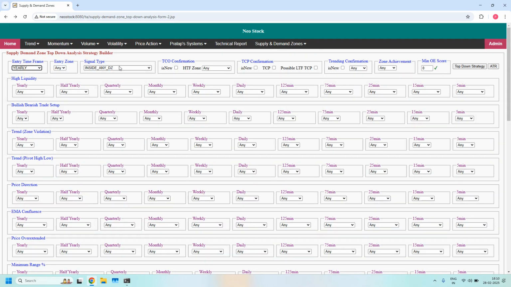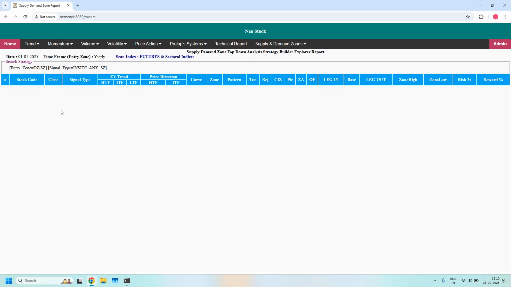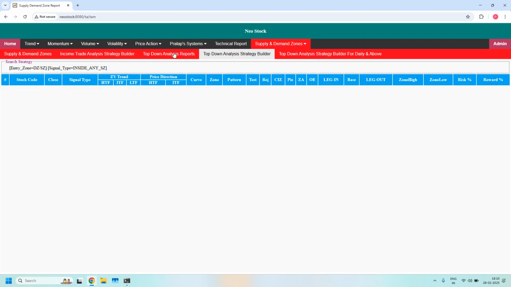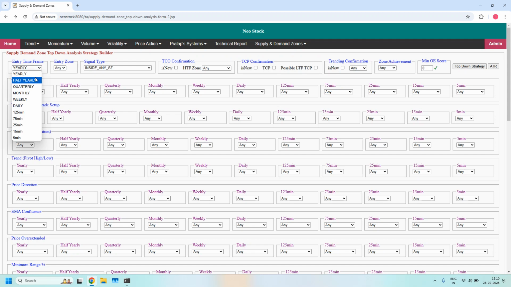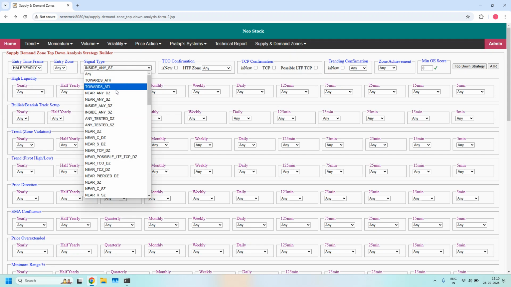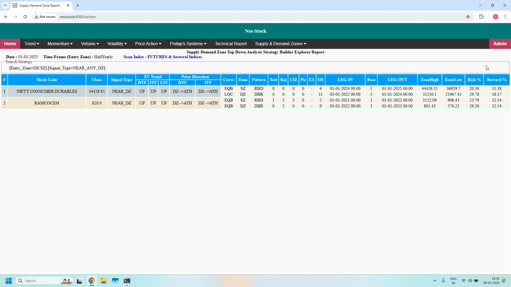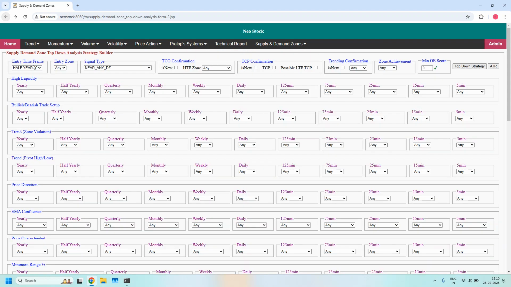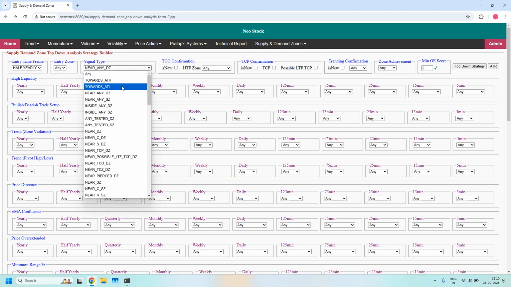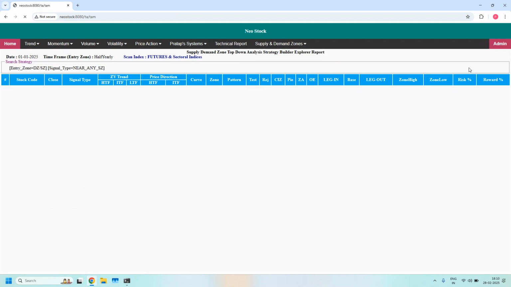For a yearly time frame, price closed inside the yearly supply zone. We don't have any stocks. Next time frame is half yearly. Stocks near half yearly demand zone. We got 2 stocks. Next half yearly time frame, stocks near half yearly supply zone. We don't have any stocks.